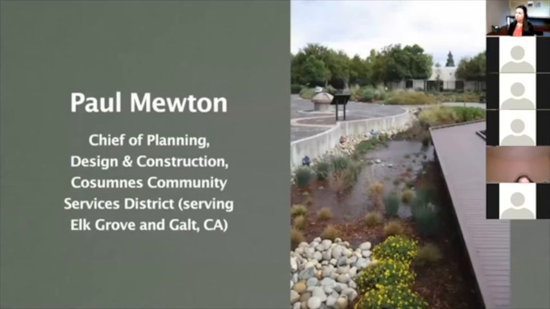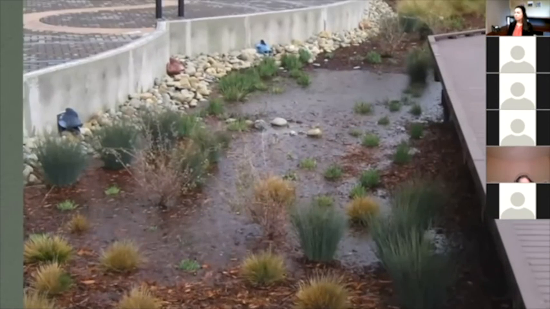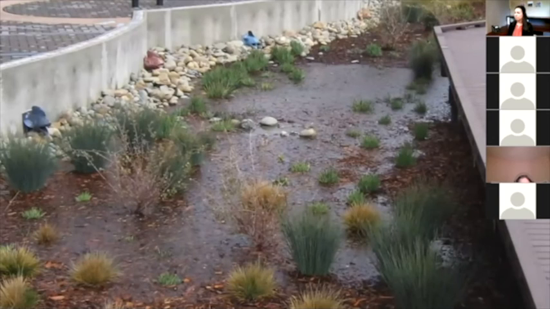plants and trees. Paul Newton is Chief of Planning, Design, and Construction for the Cosumnes Community Services District, where the rain garden was developed. He says a rain garden is sort of like creating a mini watershed or wetland habitat. And he says there are many benefits to this approach.